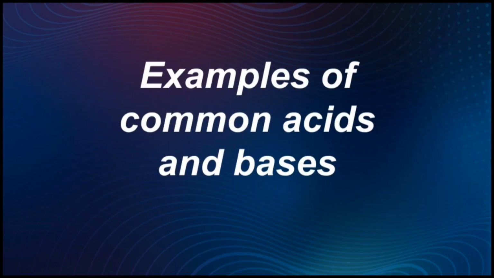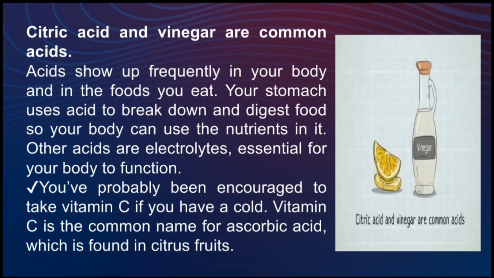And now, let's give examples of common acids and bases. Citric acid and vinegar are common acids. Acids show up frequently in your body and in the foods you eat. Your stomach uses acid to break down and digest food so your body can use the nutrients in it. Other acids are electrolytes, essential for your body to function. You've probably been encouraged to take vitamin C if you have a cold. Vitamin C is a common name for ascorbic acid, which is found in citrus fruits.